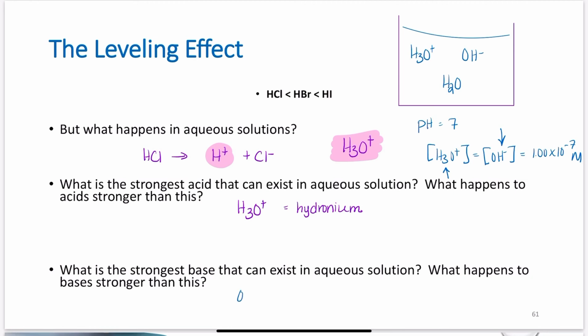The strongest base that can exist is hydroxide. Sorry, I was reading the word hydronium. Hydroxide. Any base stronger than this is leveled down, so if you've got NaOH, it forms Na plus and OH minus. It's just increasing the hydroxide concentration in solution.